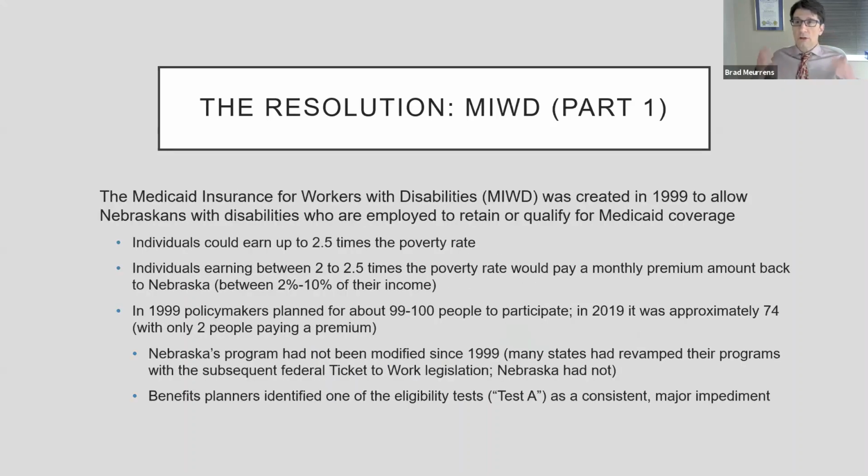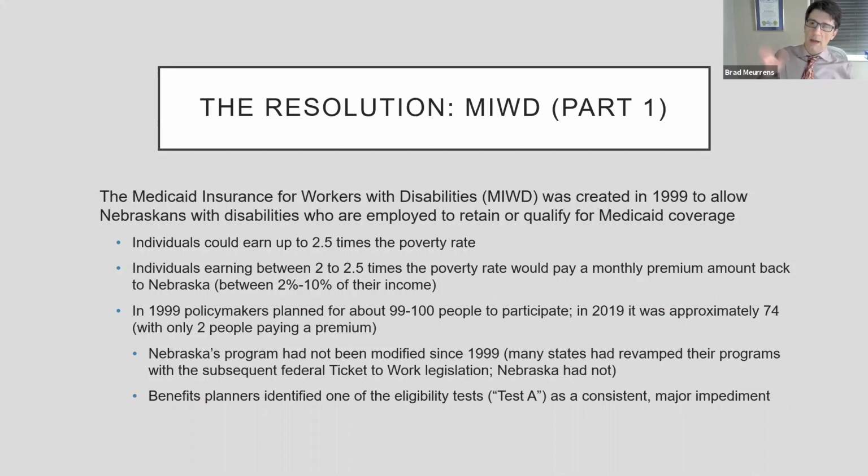So what's the resolution to the problem? Well, one of the solutions to the problem was the Medicaid Insurance for Workers with Disabilities program, or MIWD. This program was created in 1999 to allow Nebraskans with disabilities who are employed to retain or qualify for their Medicaid coverage.